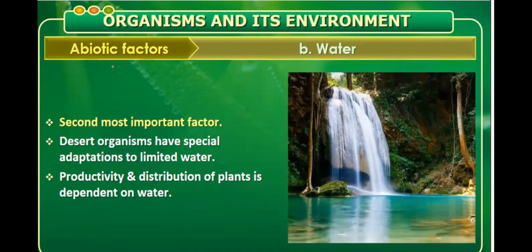The second very significant factor is what? Water. So the second most important factor is water. Desert organisms have special adaptations to limited water. In the desert, water is limited, so animals living in the desert have special adaptations. Productivity and distribution of plants are dependent on water. If there is more water, the productivity will be more. If the water is less, there will be less productivity.